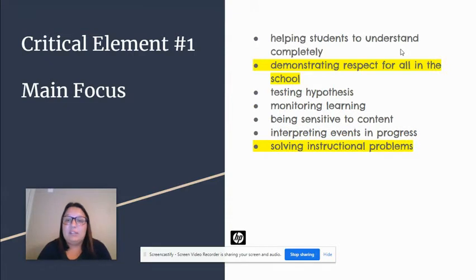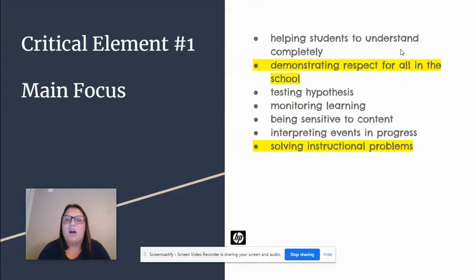Well, one of the things I wanted to talk about when talking about professional development is demonstrating respect for all in the school. This isn't just our students. This is our teachers. This is really honoring and respecting everyone's backgrounds, where everyone is coming from, and really respecting everyone's stories and what they bring to the table and why they might do one thing in their classroom and you might do another thing in your classroom.